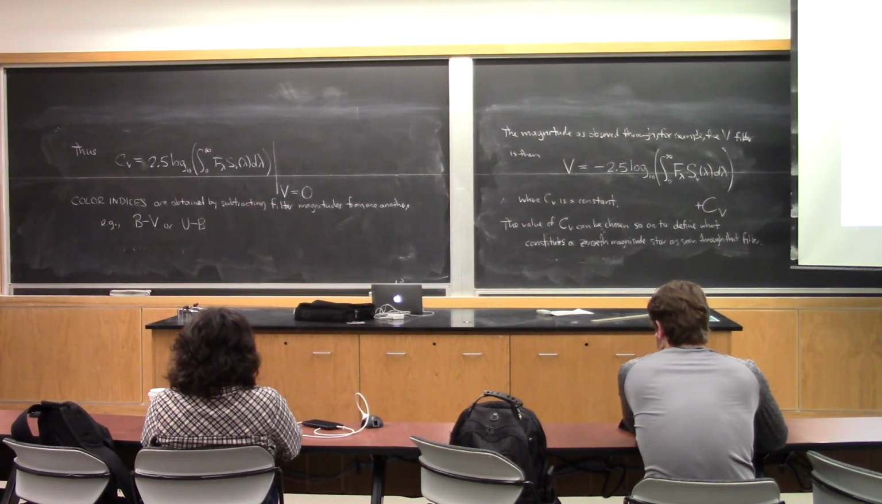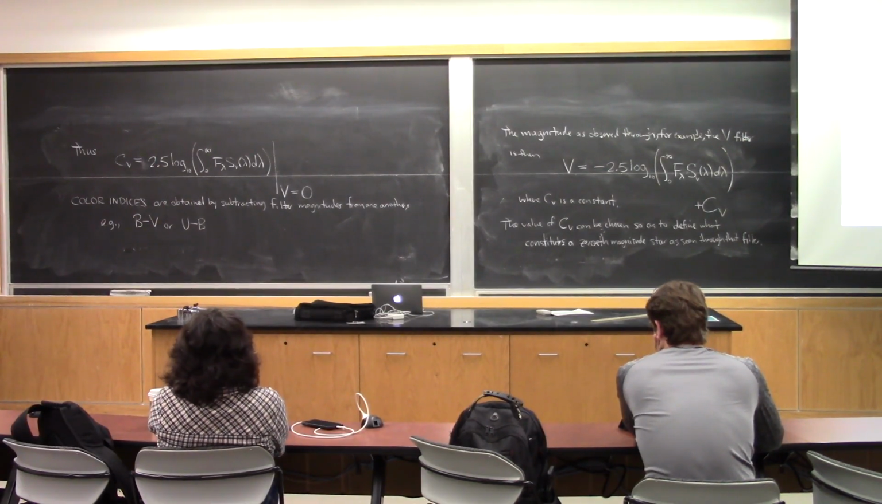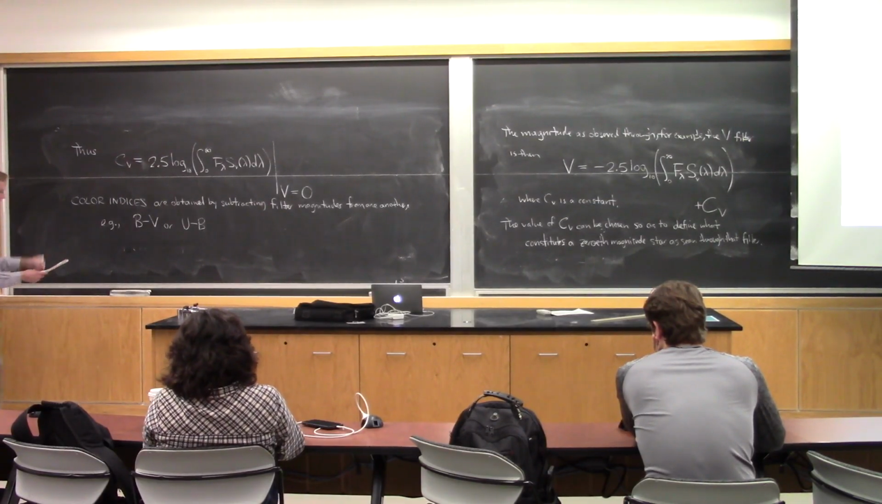What would be the next one? After B minus V, what's the next pair of filters that are next to one another in wavelength? What would be another one you could do? V minus R. Yeah, V minus R is another one that gets done often, things like that. But you could make any combination you like.